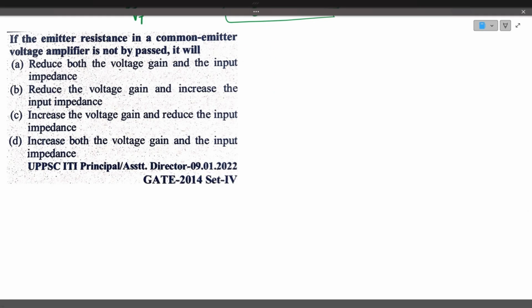We'll see the next question. If the emitter resistance in a common emitter voltage amplifier is not bypassed, what will happen? So we'll see the two conditions here. We'll draw the diagram. This is the collector current. This is the transistor. This is the emitter resistance.